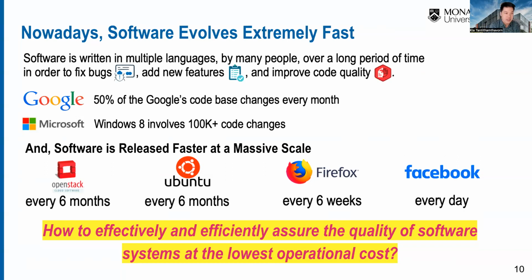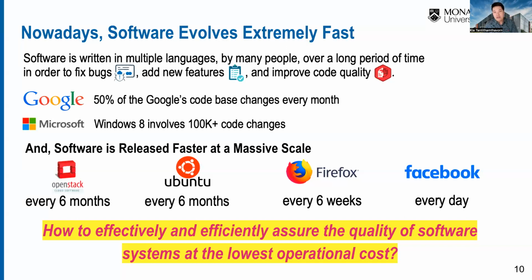Okay. Yeah. Thank you. So nowadays, software evolves extremely fast, right? Let's think about an ultra large scale software system like the Facebook app or Mozilla Firefox or the Ubuntu operating system. This kind of software system is written in multiple languages. People use Python, Java, JavaScript, TypeScript, or whatever, by many people as well, for a long period of time. It's not just a 1 year project, but it was done over 10 years, 20 years.